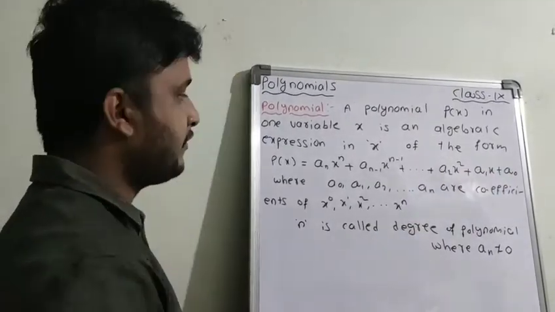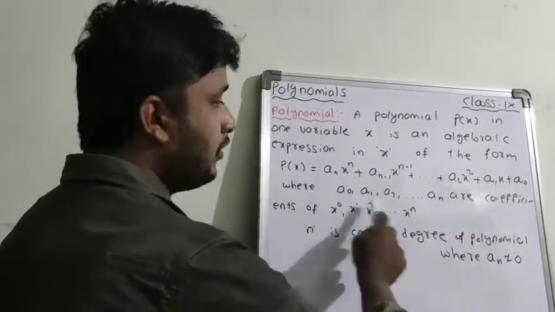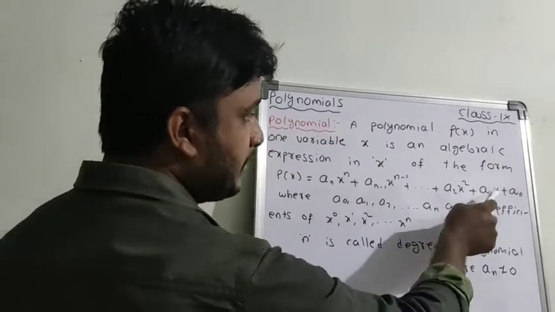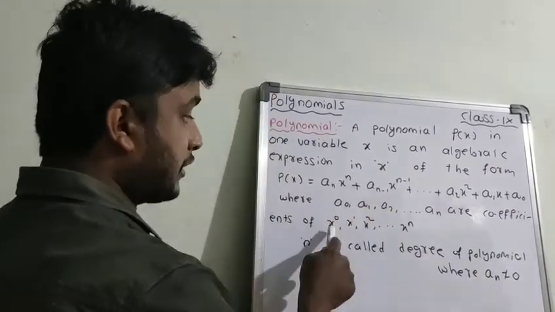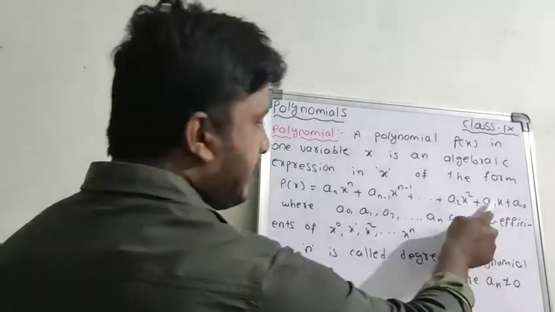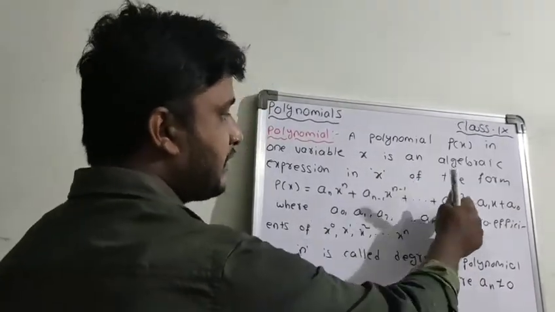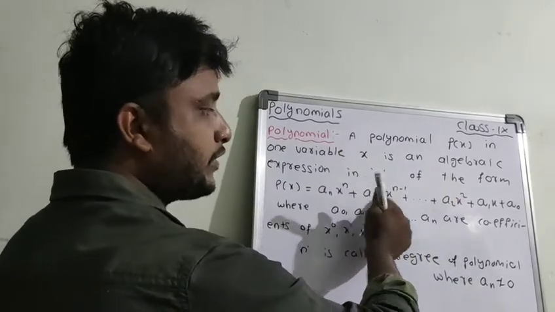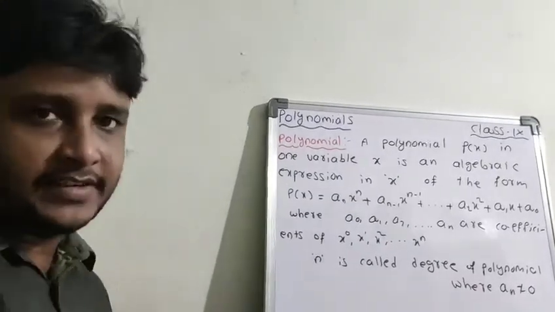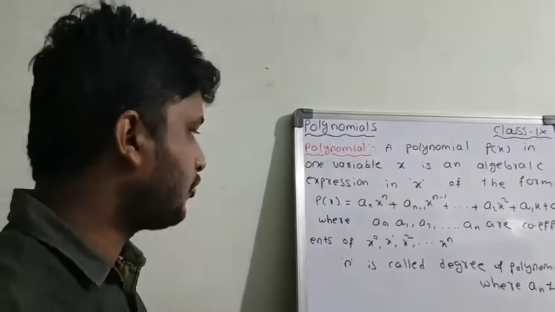I will explain. This an, an minus 1, a2, a1, a0 are called coefficients. a0 is the coefficient of x power 0, whose value is 1 only, so it is not visible, and a1 is the coefficient of x power 1, and a2 is the coefficient of x square, and an minus 1 is the coefficient of x power n minus 1, and an is the coefficient of x power n. Coefficients means they are the numbers, they are the real numbers. You can take any real numbers, not a problem.